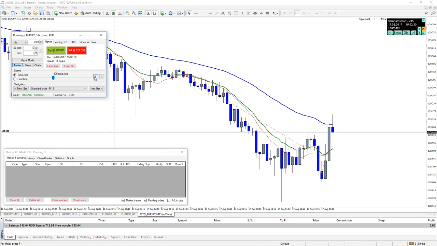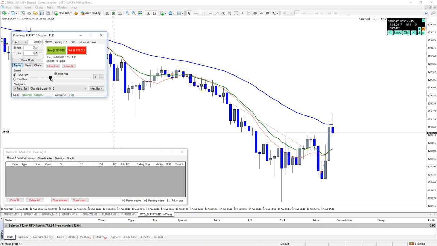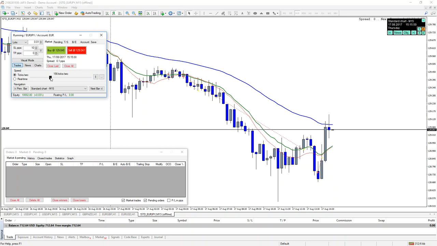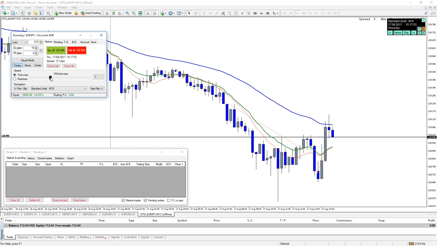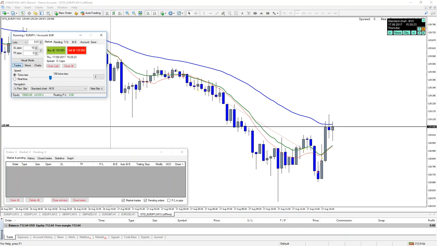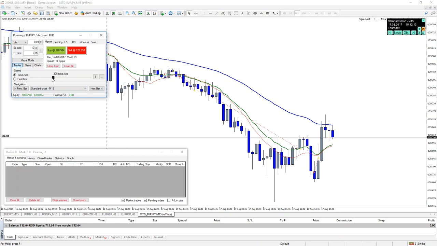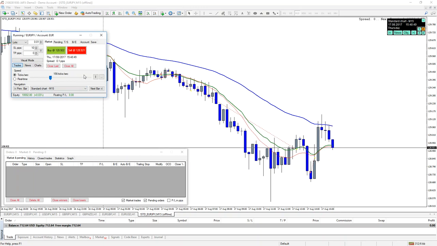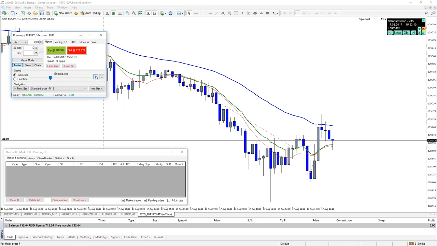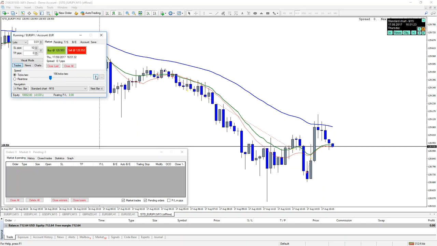All right. Price is just running. What we need now is a break below the 14, and we could have ourselves another entry, if we get a nice close below. Nope, just a wick.